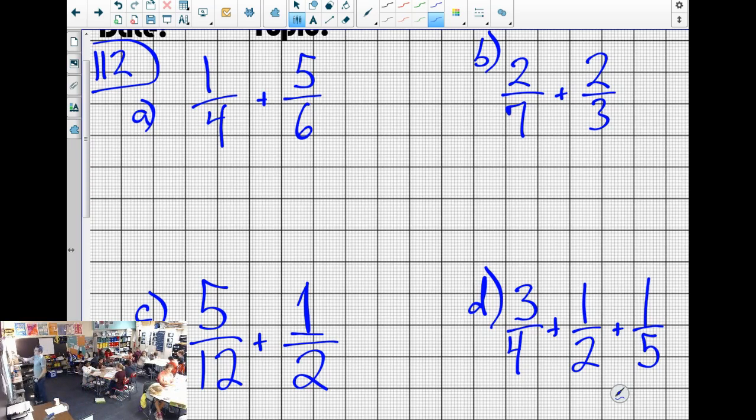Anybody, what's the common denominator for A? 12. Ooh, 12's the lowest, but that doesn't mean it's the only option. What's the denominator for B? 21 will work. For C? For D? 20. Wait, for C I got 24 too. Yeah, I only got 24. Because it can be 12.